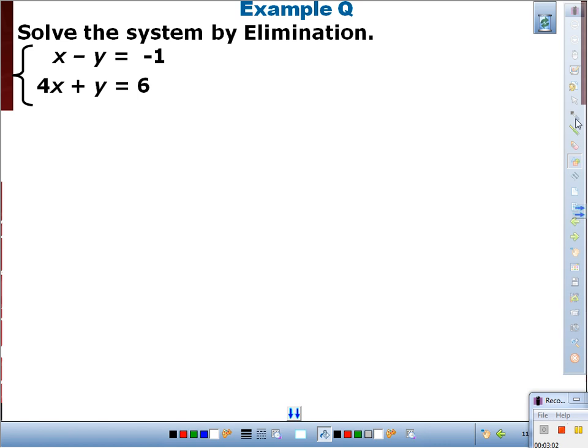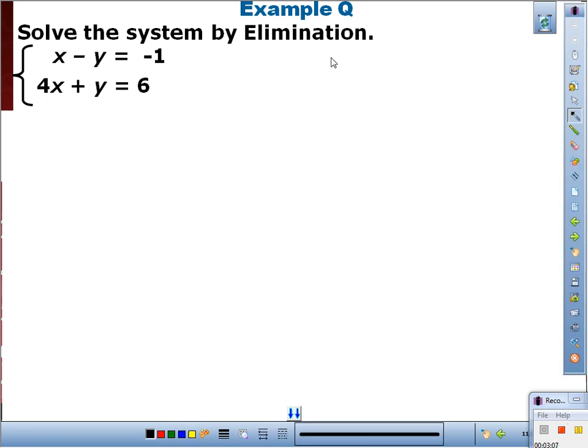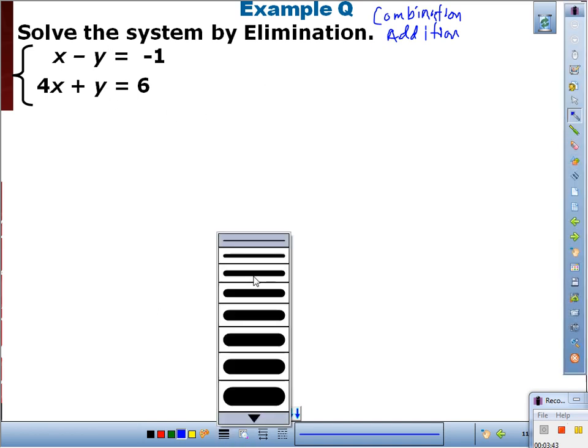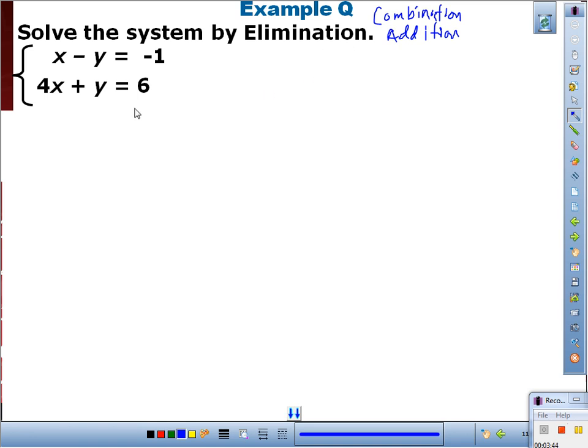So, it says, solve the system by elimination. Okay, I know how to solve the system already by graphing and also by substitution. But now they want me to solve it by elimination. What do I know about this method? Well, I know that it's also called combination or addition. Well, that gives me a clue, combining these, because they don't give me anything else. So if that's all they gave me, then I'm going to use this information to start.